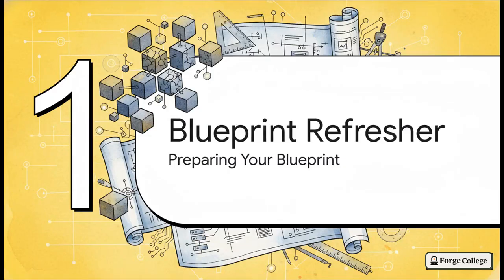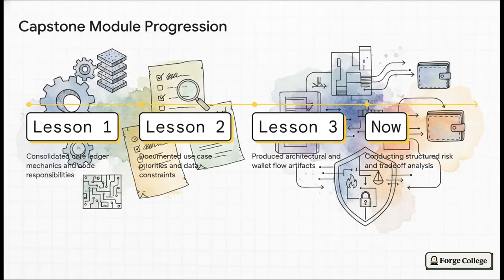All right, part 1, the blueprint refresher, preparing your architectural blueprint. Before we start looking for cracks, we really need to examine the overall structure. Let's look at the progression of your architectural blueprint so far. You started off with ledger mechanics back in Lesson 1, you layered on your use case priorities in Lesson 2, and then you combined them into a full architecture in Lesson 3. All of those artifacts, the transaction life cycles, the priority lists, the wallet flows, they all converge right now for this final, ultimate risk assessment stress test.